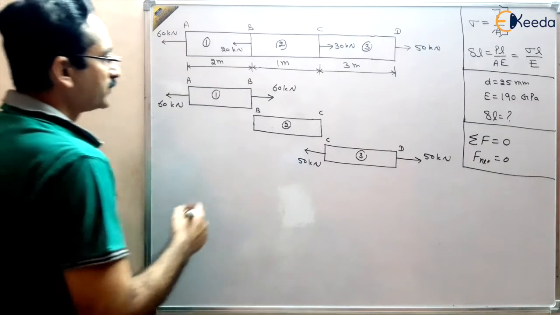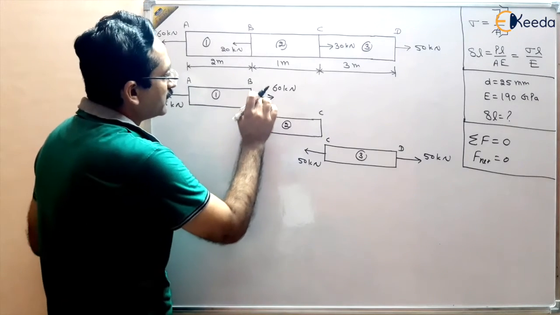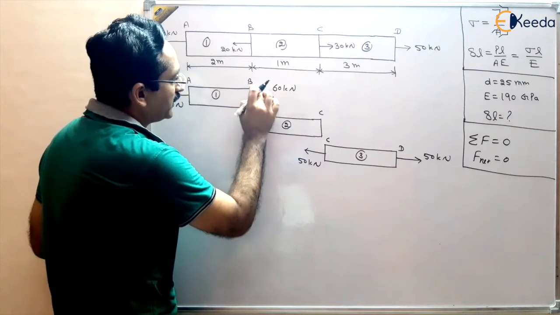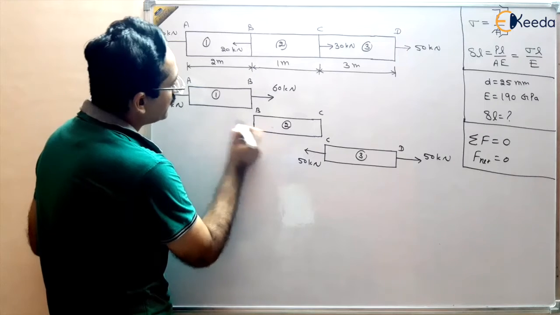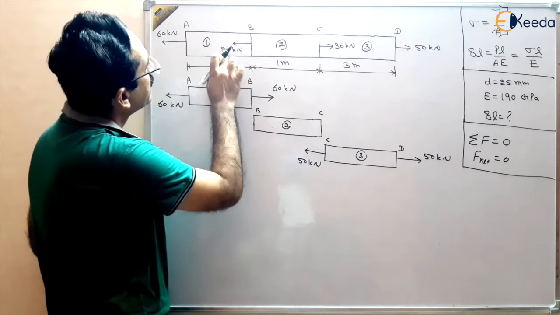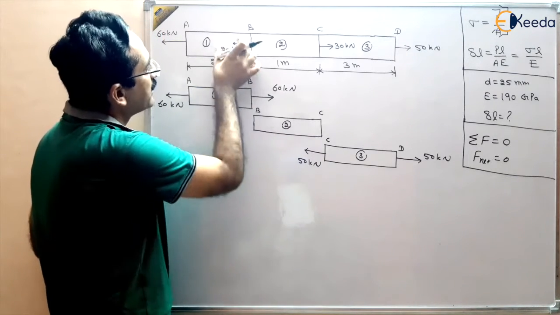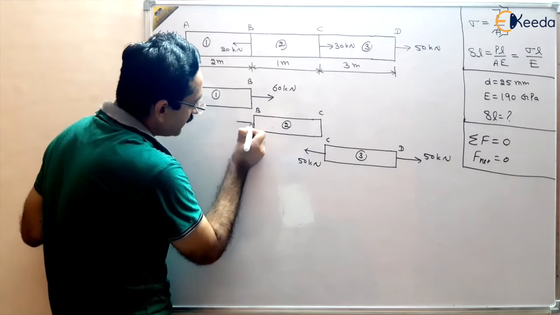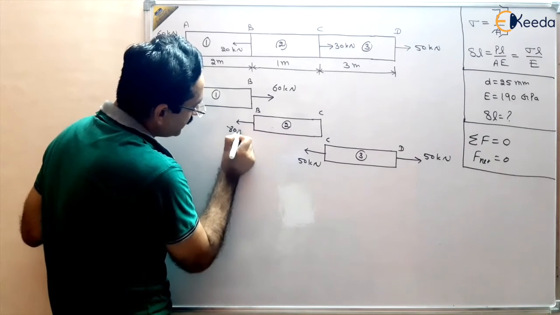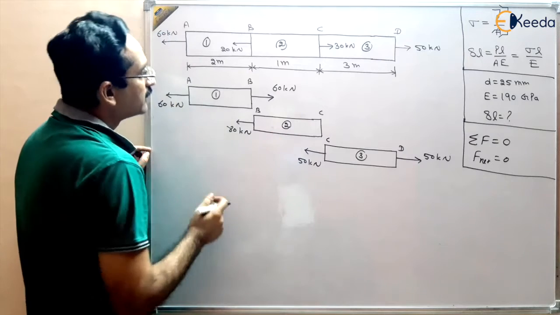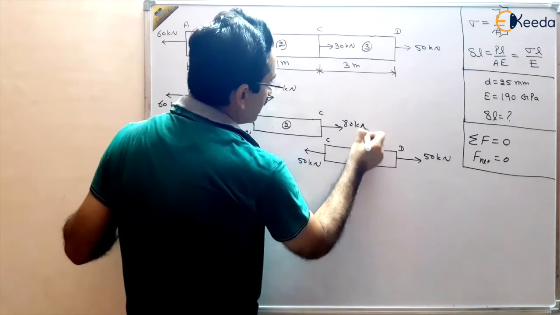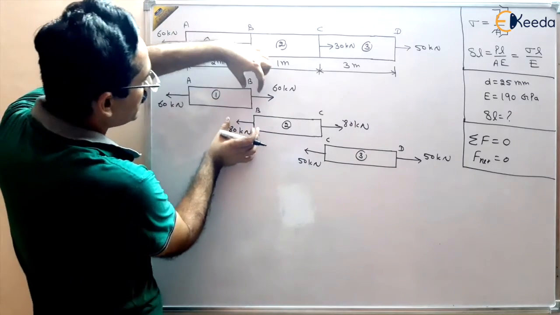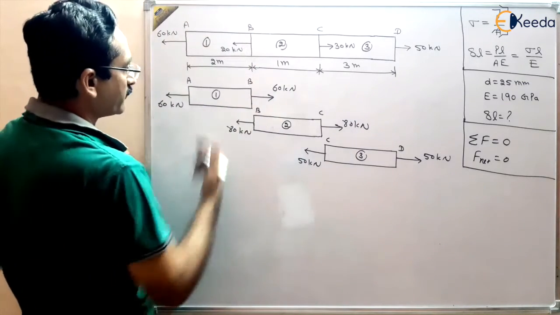You can see here that at B, 60 kilonewton is rightward. So if we apply 80 kilonewton leftward, then there will be 80 minus 60, 20 kilonewton leftward. So we can apply 80 kilonewton leftward, so that we could get the sum of these two becomes 20 kilonewton leftward, right?